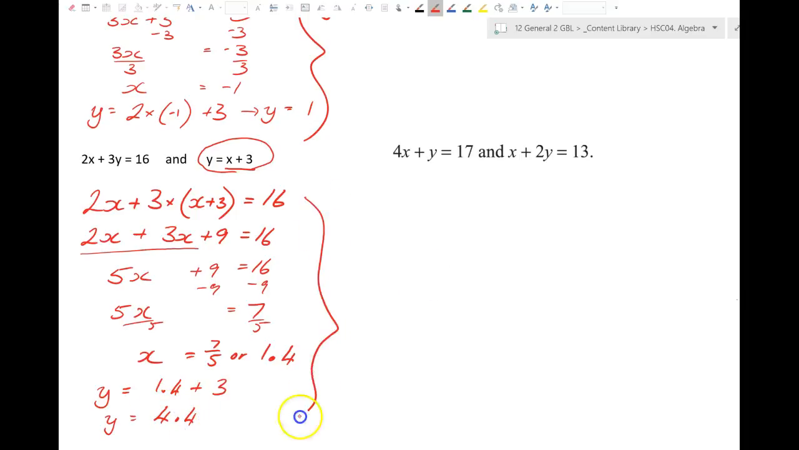And we've got our pair of solutions again. X is 1.4. Y equals 4.4. Now we can always check these answers if we put the x value of 1.4 in that first rule, or put it into this first rule here, and the corresponding y, we can find that they all fit in.